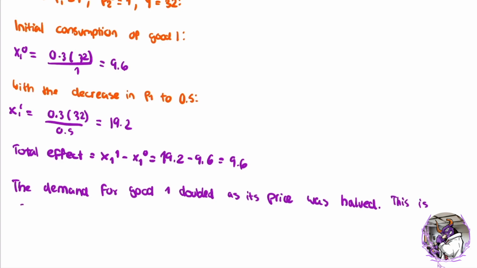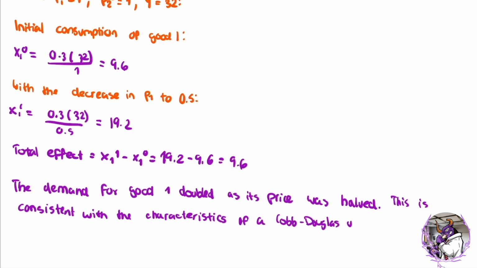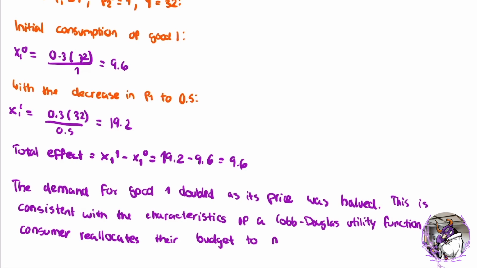19.2. Therefore, the total effect is x1 minus x1 initial, so it is equal to 19.2 minus 9.6. Therefore, the total effect is equal to 9.6. The demand for good 1 doubled as its price was halved.